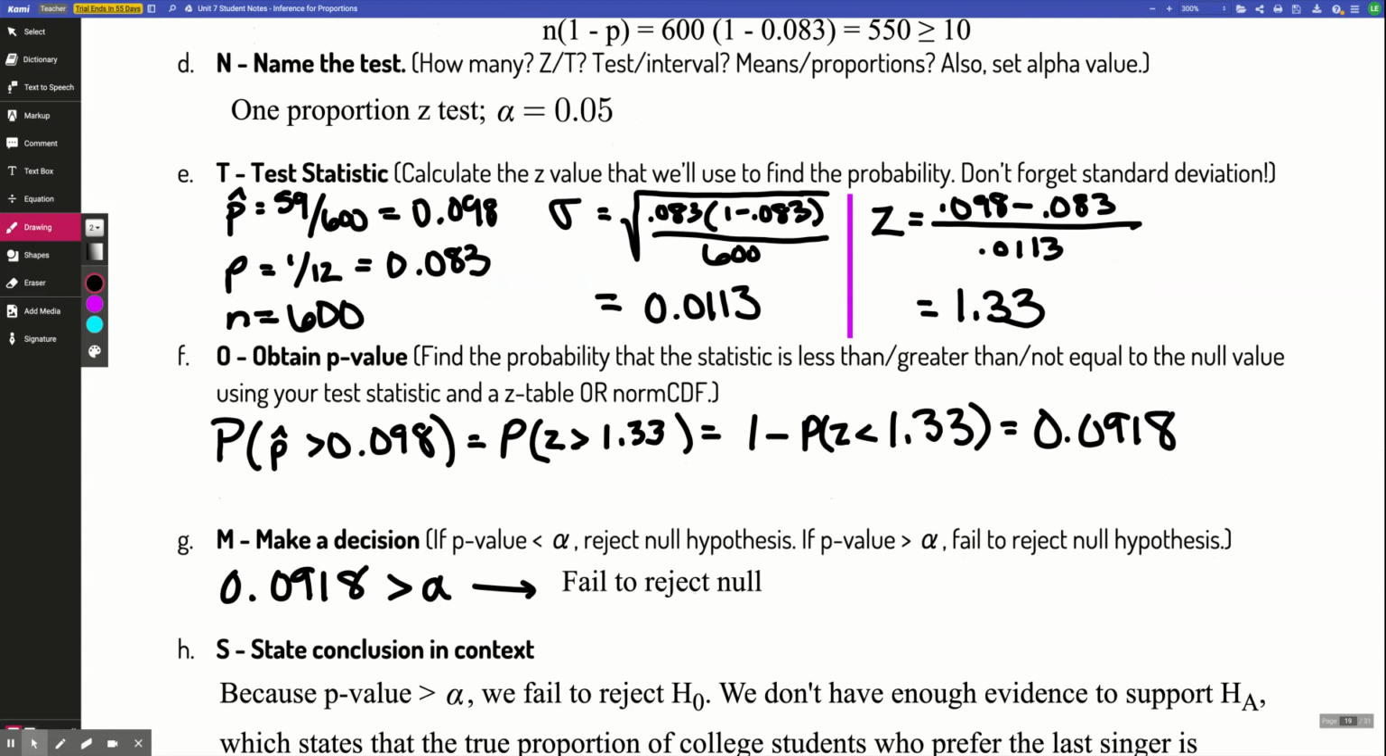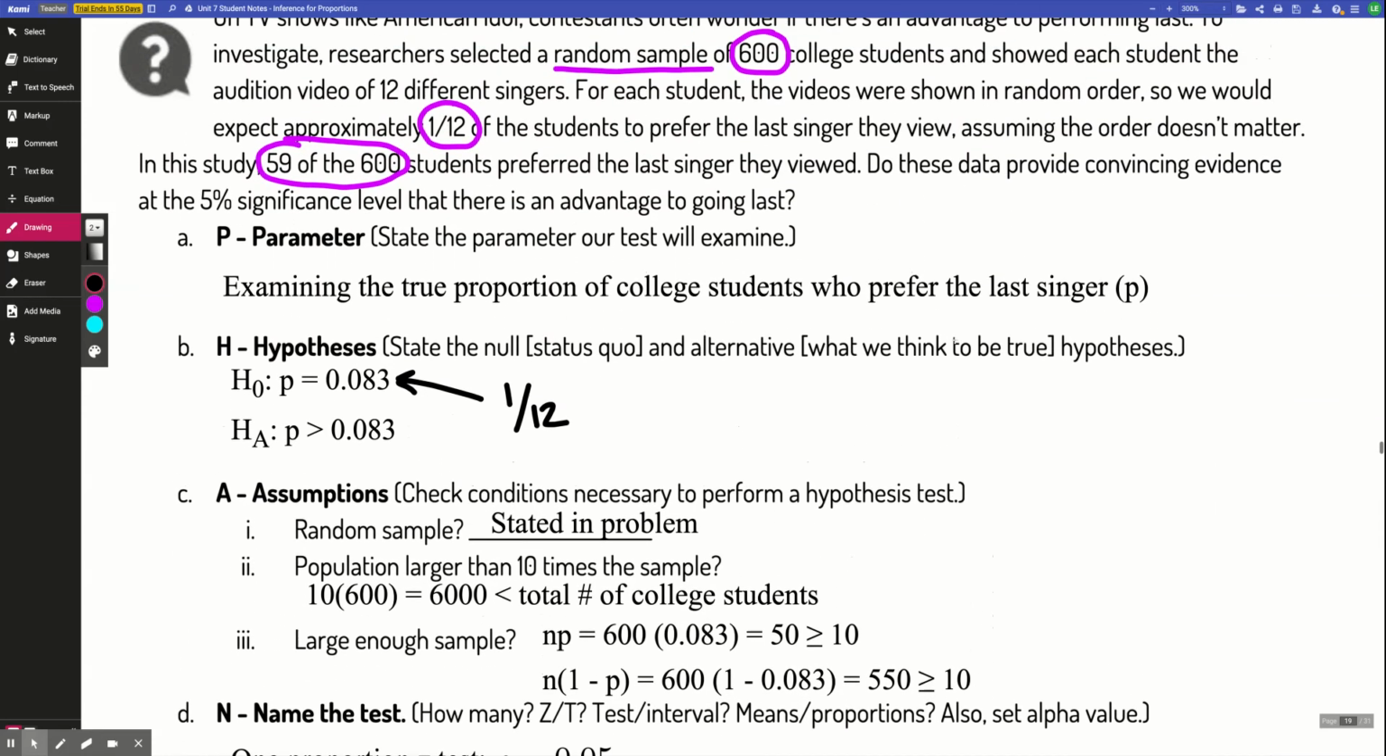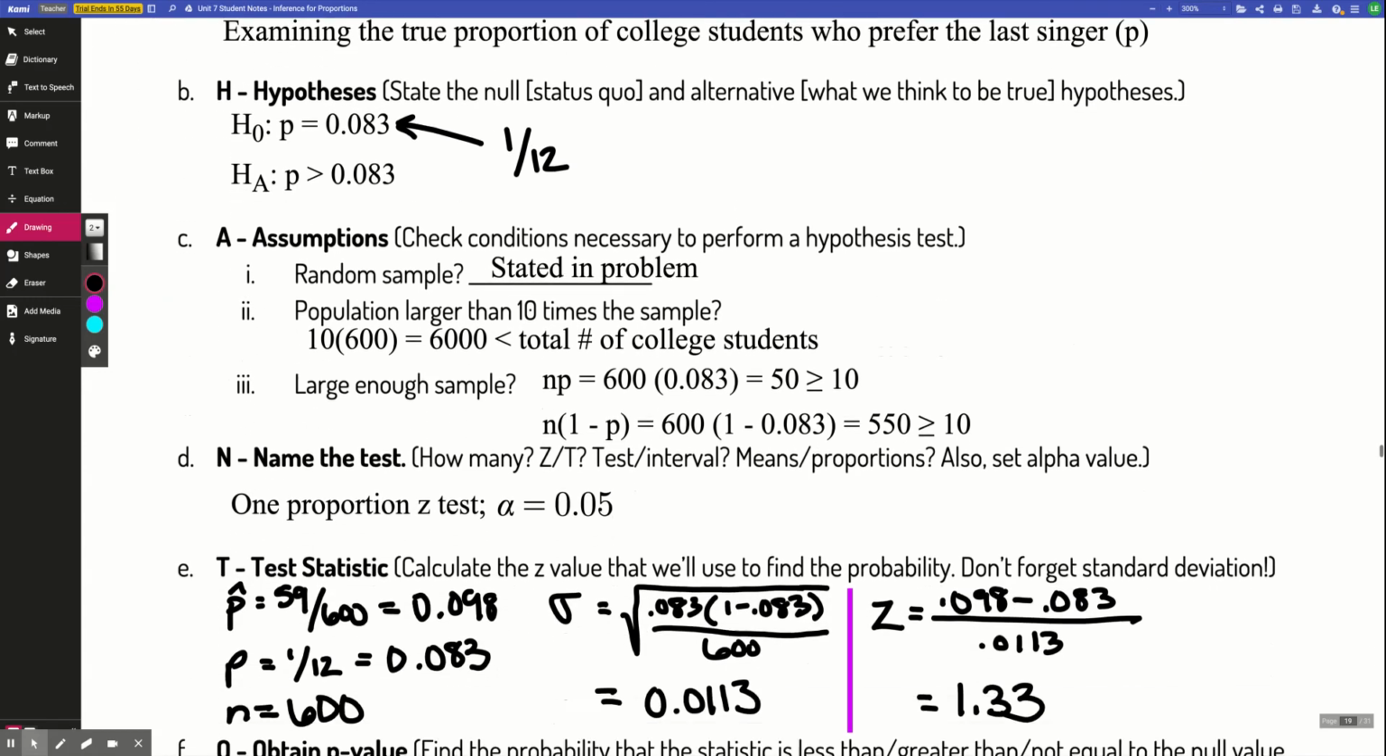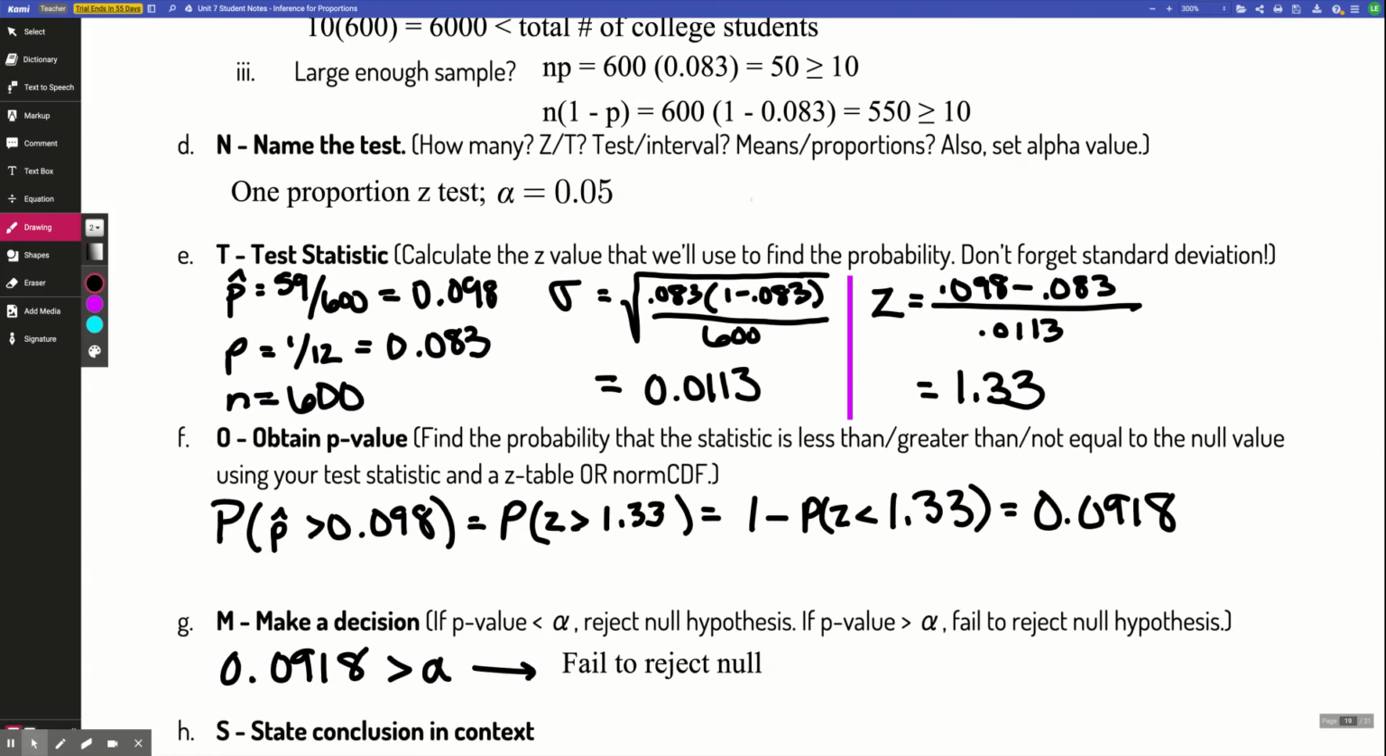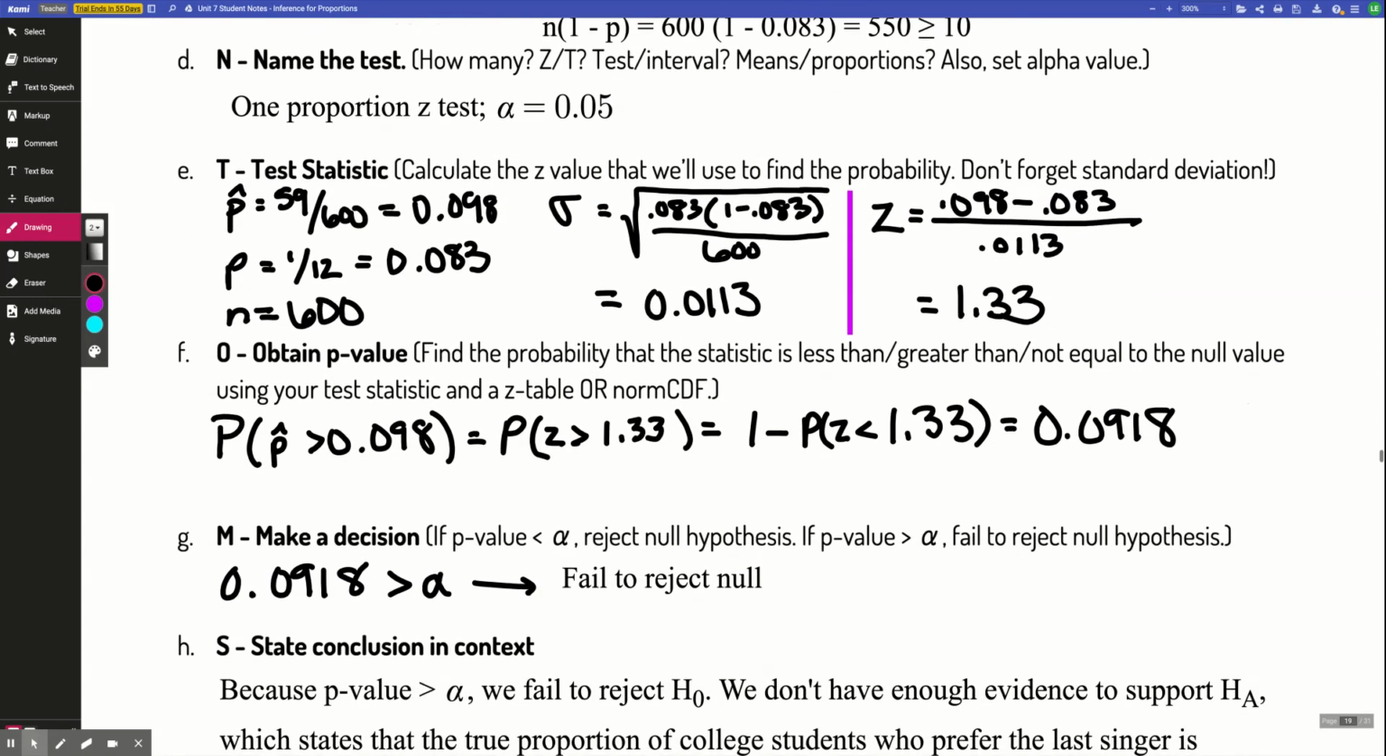Then next, I had to name my test. So this is a 1 proportion Z test because I'm dealing with proportions. There's only one sample. This is a test, and I'm using Z, not T. Remember, Z goes with proportions, T goes with means. Okay, and then they did give me an alpha value in this one. They told me to use the 5% significance level, so that's my alpha value, 0.05. All right, so that's the setup.